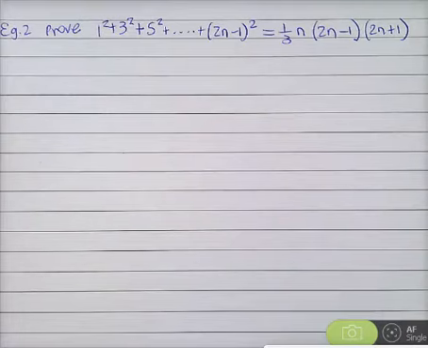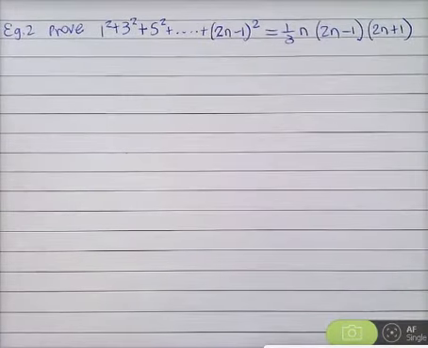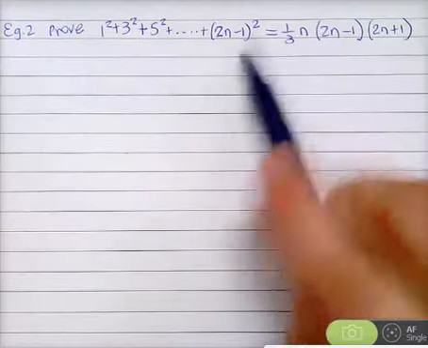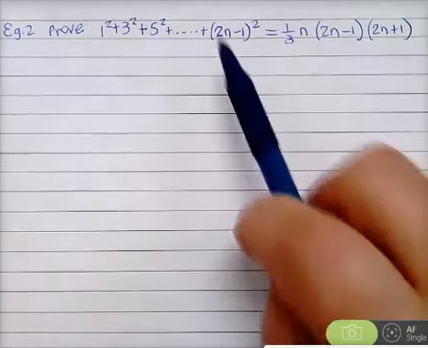Okay, this is our second example. Prove that 1 squared plus 3 squared plus 5 squared plus ... 2n minus 1 squared, that's a 2. In other words, what's your general formula for coming up with each term on the left? 2n minus 1 squared is your general term. So let's have a look.